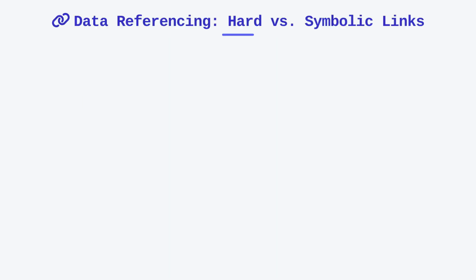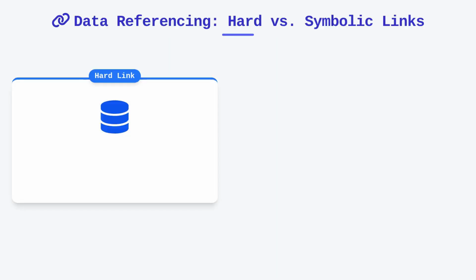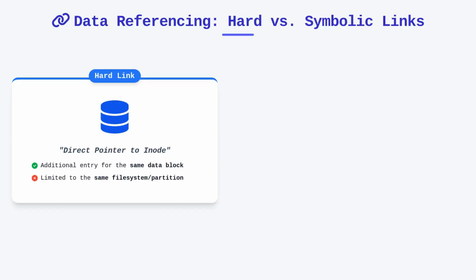Understanding how the system references data requires a clear distinction between hard links and symbolic links. A hard link is essentially an additional directory entry pointing to the same data block or inode on the storage medium. Because hard links cannot span across different partitions, they are limited to the file system where the file resides.